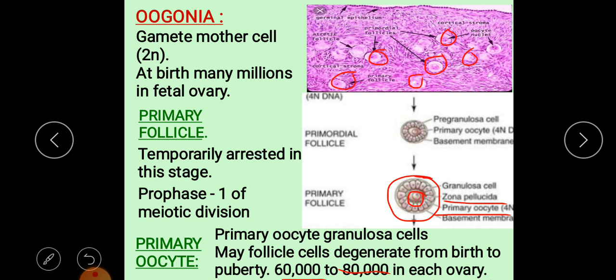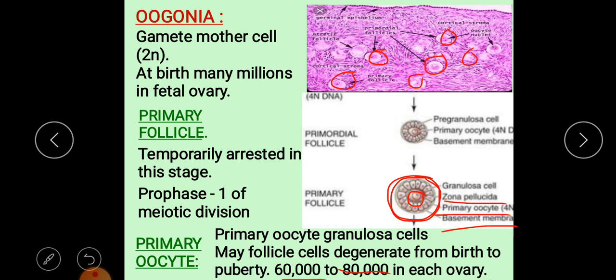You can see the granulosa cells which surround the follicle cells, and also there is a basement membrane. So this is what is observed in the primary follicle, and inside there is a primary oocyte. Now it's clear. What changes happen here in the granulosa cells, where several layers are formed around the follicle cells? Those are the granulosa cells.